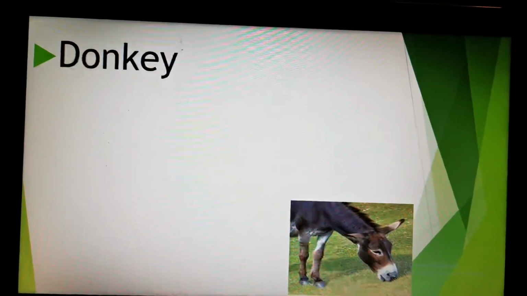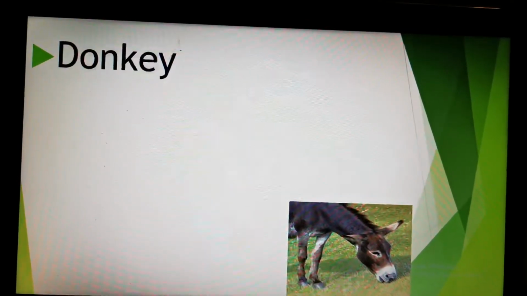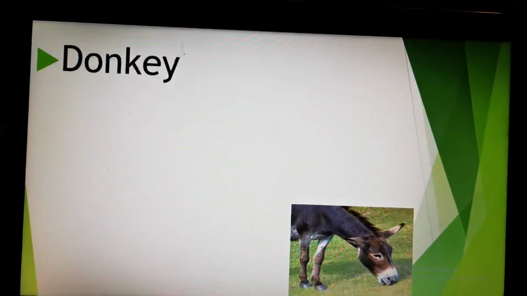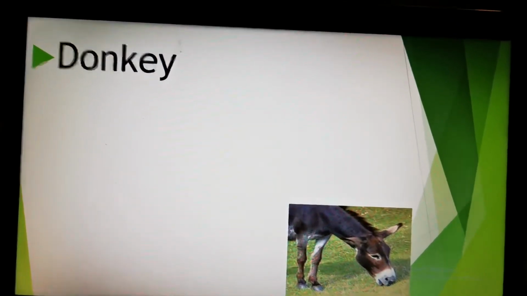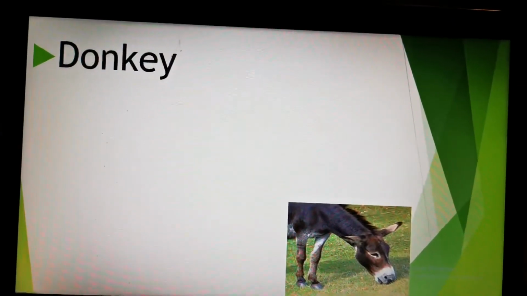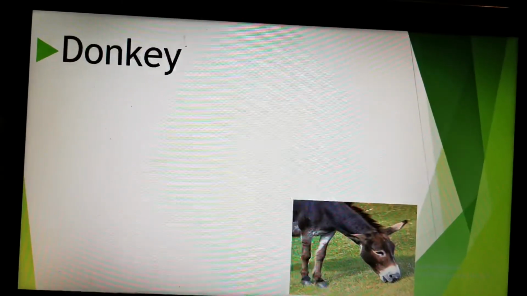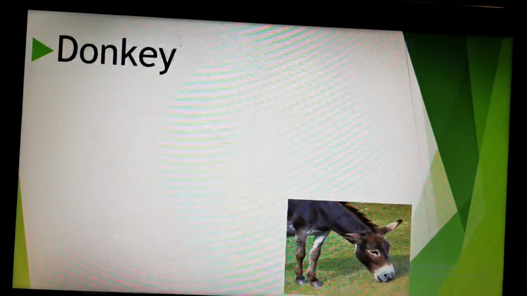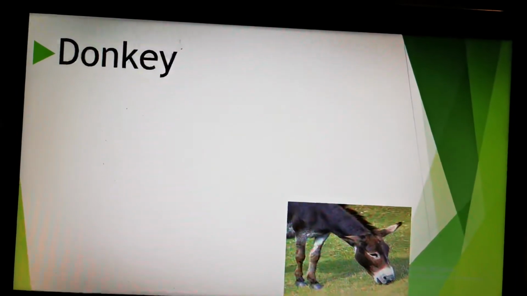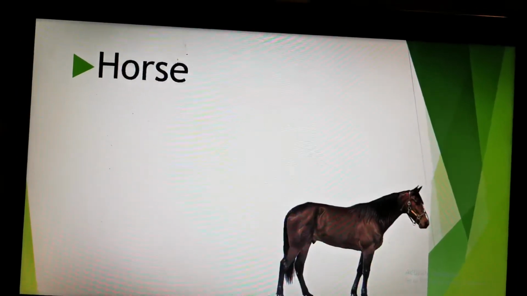Donkey. Why do we use the donkey? Yeah, to put the heavy things on its back. In Arabic, what do we call it? حمار. Okay, thank you. Good job.